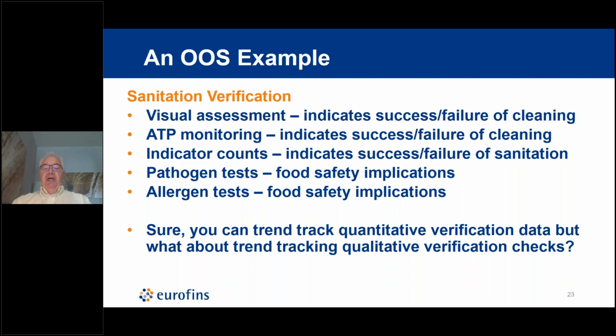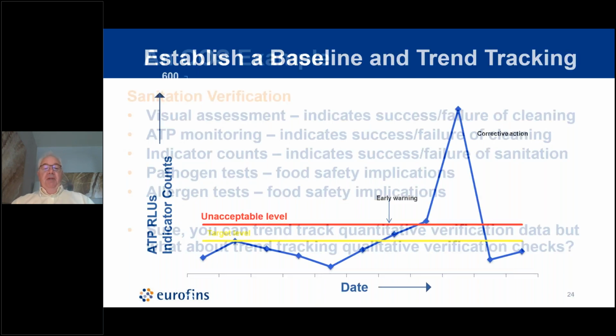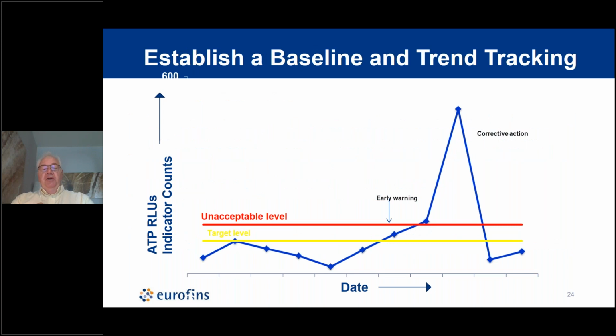But what about trend tracking qualitative information, so pass or fail? So I'm going to show you a couple of examples of how you can trend track. So this is quantitative information. On the lower axis, we're talking about date, whenever you collect the sample, so that's just a time course study. And on the other axis, this is some quantitative information. It starts low and goes high. So you could have ATP relative light units, you could have indicator counts.